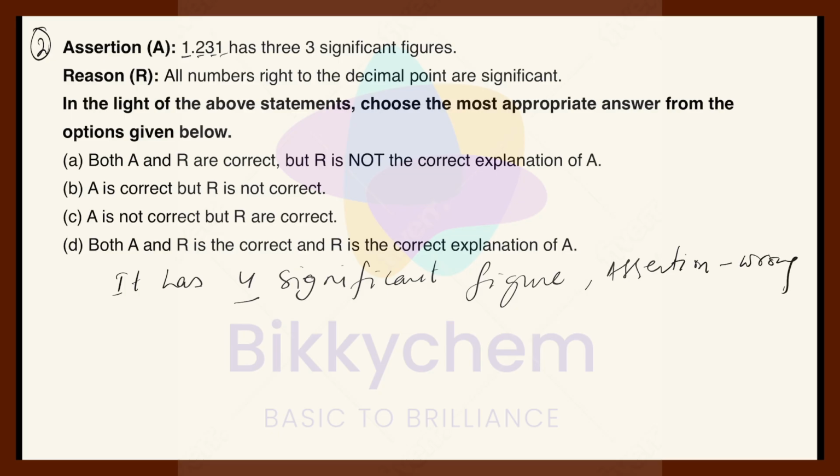Now the reason, let's see. All numbers right of the decimal point are significant. So after the decimal point all numbers are significant, so that is the right one. So the reason is right. So if we see, the assertion is wrong and the reason is right, the option will be C, that is A is not correct but R is correct. So option C.